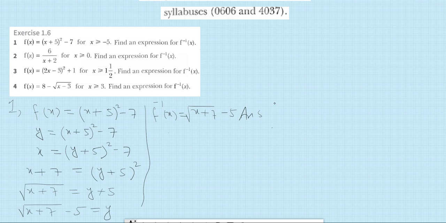Start question number 2. Question number 2 is f(x) equals 6 upon x plus 2. Find f inverse x. Again, very easy. Replace this f(x) by y.